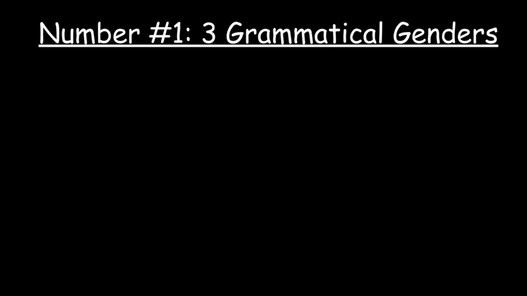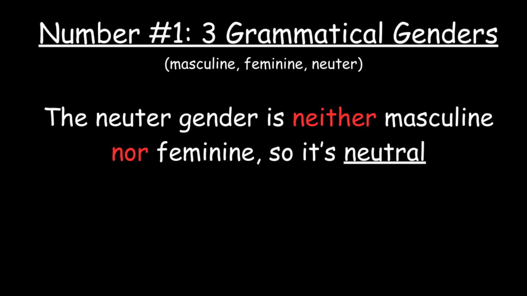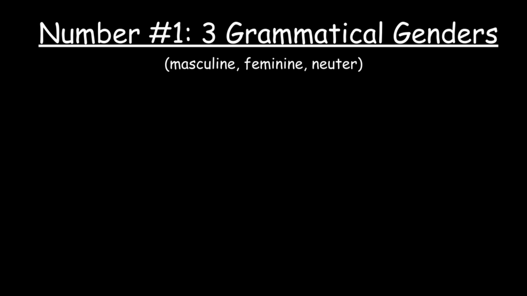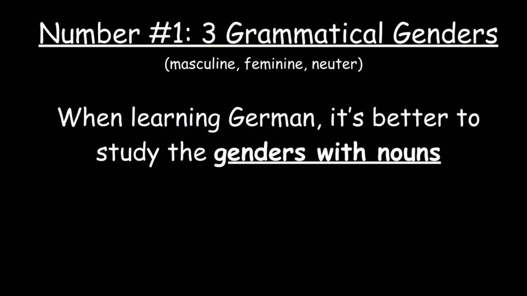Number 1. German has 3 grammatical genders: masculine, feminine, neuter. The masculine and feminine genders are obvious, but the neuter gender is neither masculine nor feminine, so it's neutral. In German, every noun has a grammatical gender, unlike English, which doesn't require this concept. When learning German, it's a lot better to study and memorize the genders along with the nouns themselves.